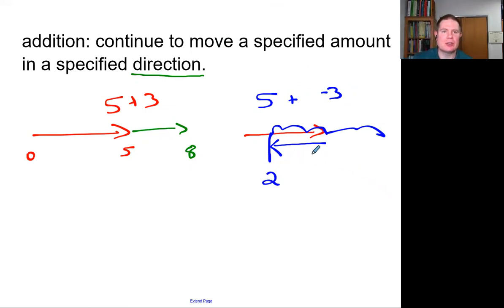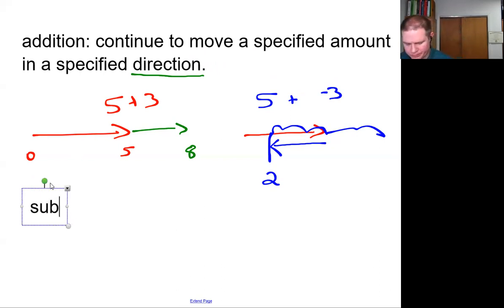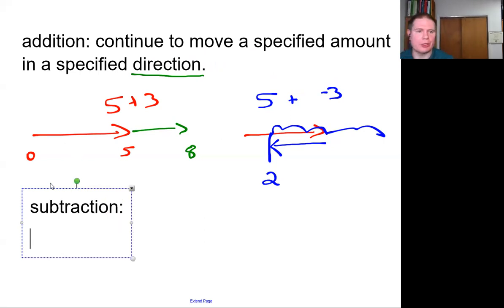But in a lot of instances, having to deal with these extra symbols here is kind of a pain in the butt, right? And growing up, we tend not to see these numbers every day. And so instead of indicating this direction for addition using positive and negative signs, we actually invent a whole new operation called subtraction. Subtraction is much more complicated than addition.